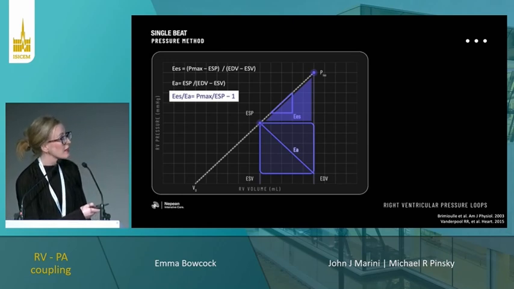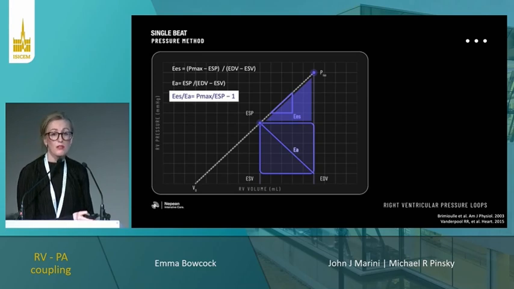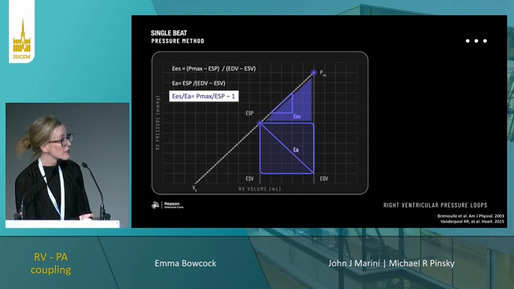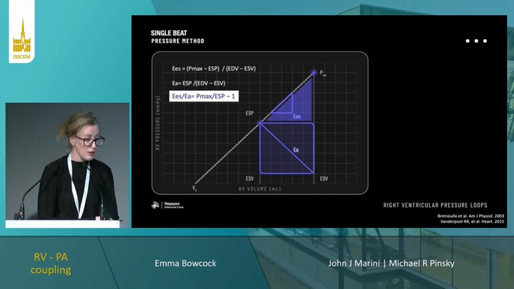And as we can see, that's calculated through trigonometry by the end systolic pressure to Pmax difference, and we divide that over the stroke volume. So change in pressure for a change in stroke volume, and that's the slope of that line. And the effective arterial elastance is calculated by connecting the end systolic pressure over the stroke volume, and that gives us the slope of the Ea line. And because there are common volume terms, we can cancel them out, and the coupling ratio simplifies to the Pmax over the end systolic pressure.